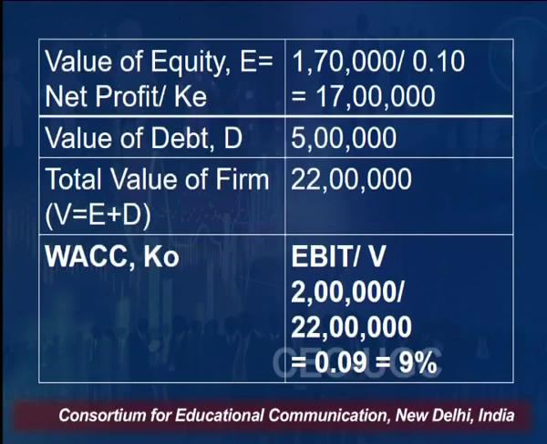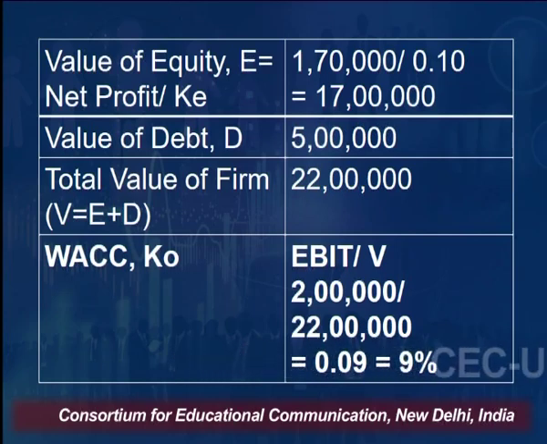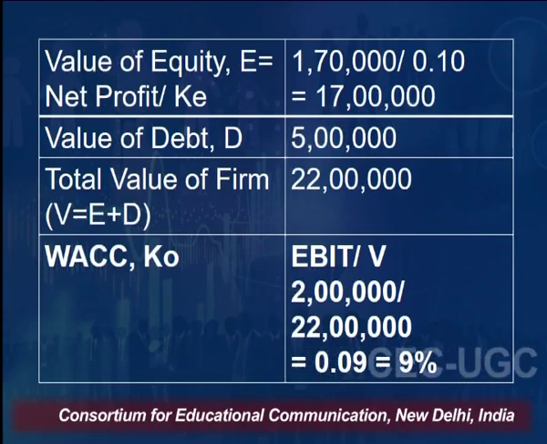Moving ahead with the same problem and its solution, we will calculate value of equity. So, value of equity E is equal to net profit in equations. When I showed you the equation, I showed you that EBIT minus interest, when we divide it by KE, we will get the value of equity. So, here EBIT minus interest will give us net profit, and this net profit is divided by KE. So, 1,70,000 is divided by 10% or 0.10, and we will get the value of equity, that is rupees 17 lakh.